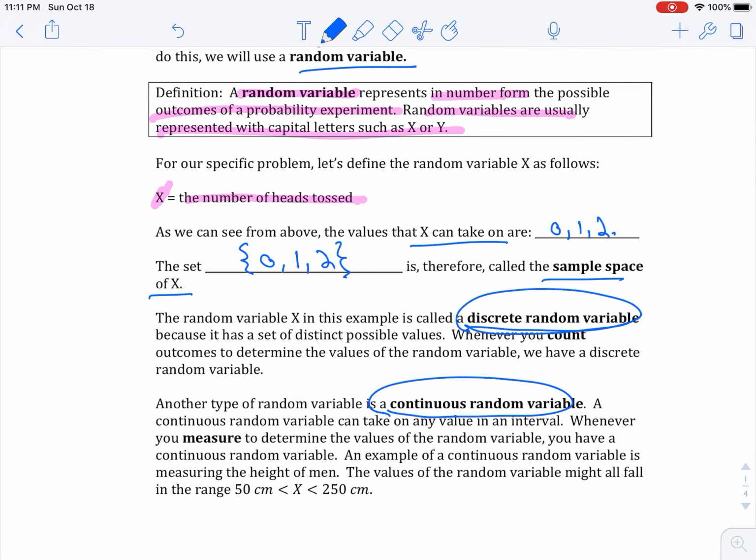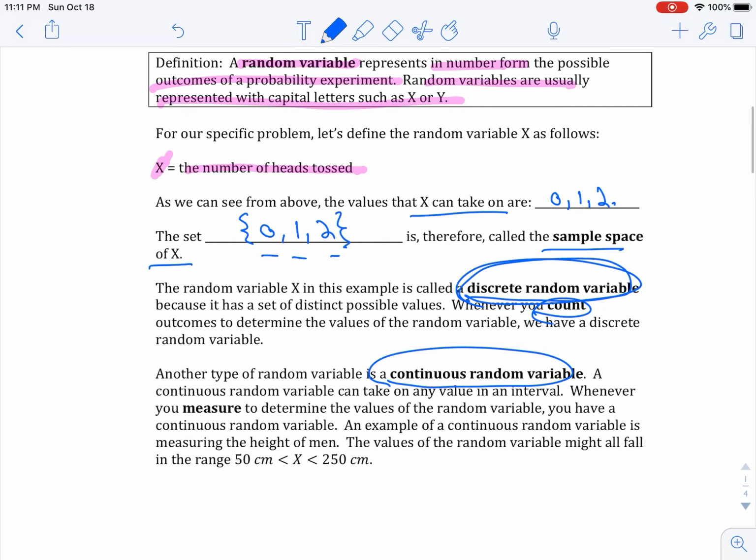As it says down here, there's one type of random variable called discrete, and that usually comes from counting. Discrete means they are just separate numbers, and it can't take on a whole bunch of decimal values in between. A continuous random variable, though, is usually found by measuring. For instance, if we were going to find the heights of men, and we said it was between 50 centimeters and 250 centimeters, you could take on any of those values in there. That's called continuous because it can be decimals in the middle. It doesn't have to just be whole numbers. So we're going to stop here.